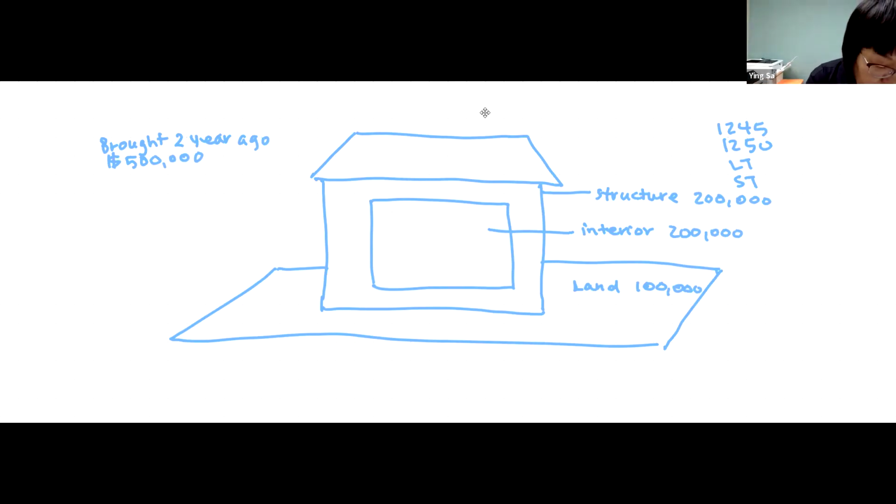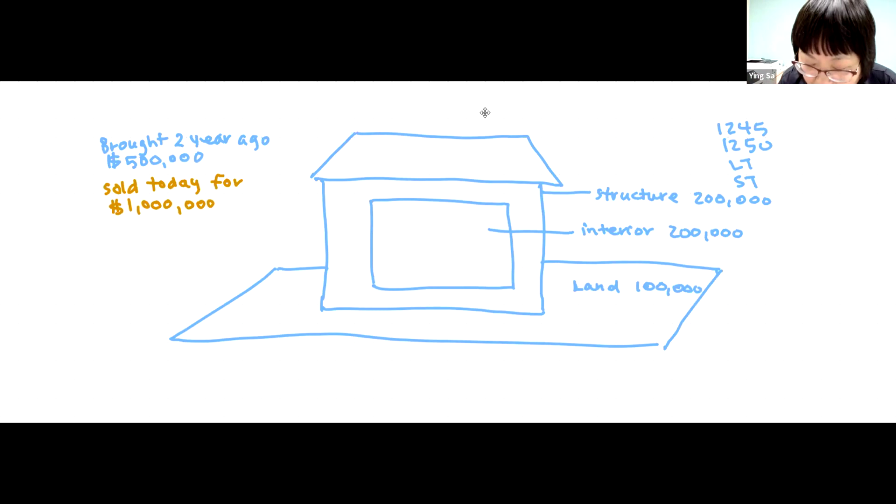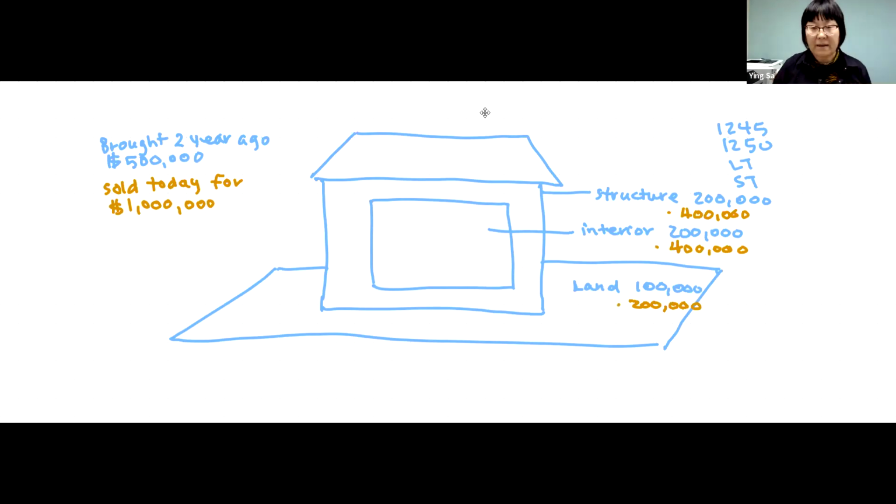Now, I'm going to use a different color because I am selling it. I sold today for $1 million. So if I just allocate my selling price, am I right? I would allocate 400,000 here, 400,000 here, 200,000 here. If I add my yellow numbers up, that gives me the total of 1 million.